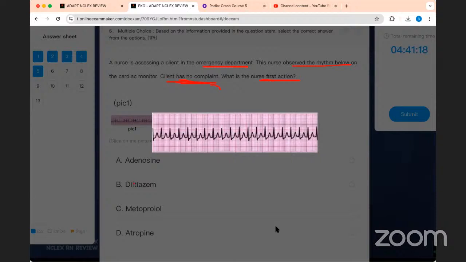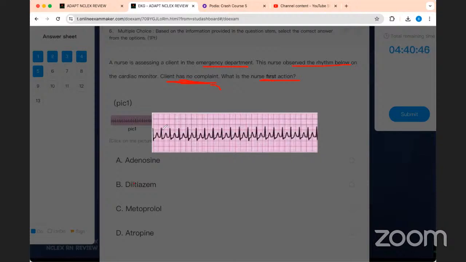Look at it carefully. First thing you do is to see if the rhythm is sinus. If it's sinus or regular, yes. Then you find the rate. You see how much is the rate. After you find the rate, if you can see P wave for everything. And then you make a diagnosis, then you figure out what kind of management is allowed for that problem.